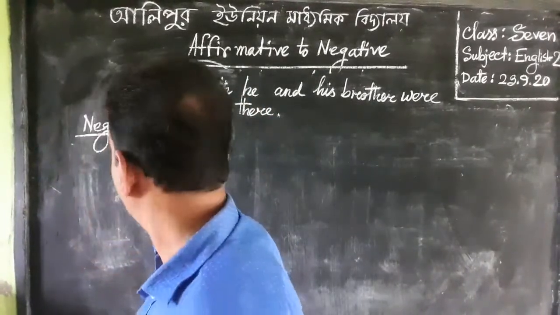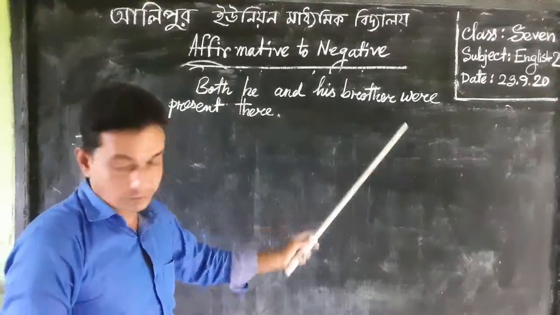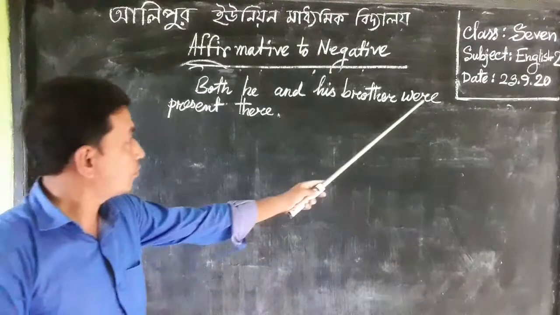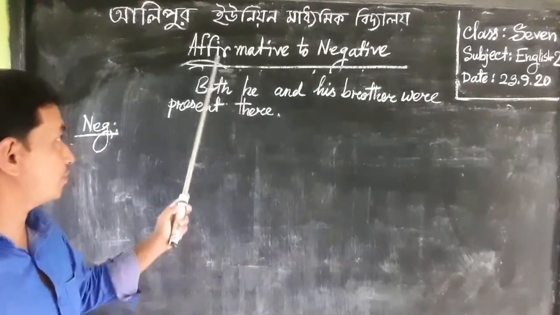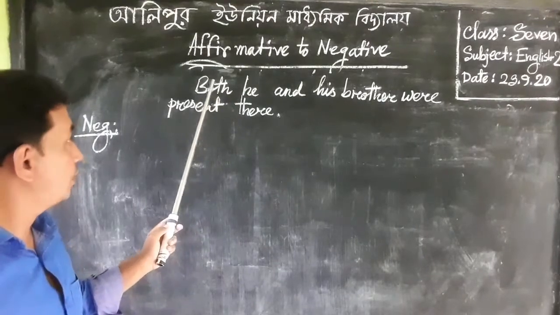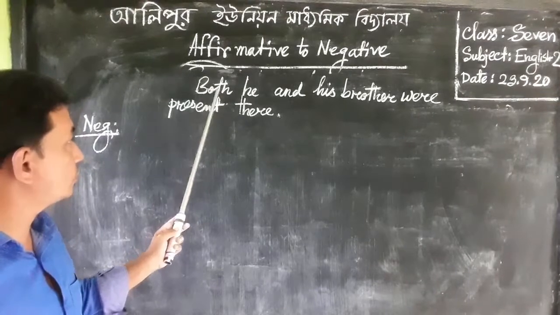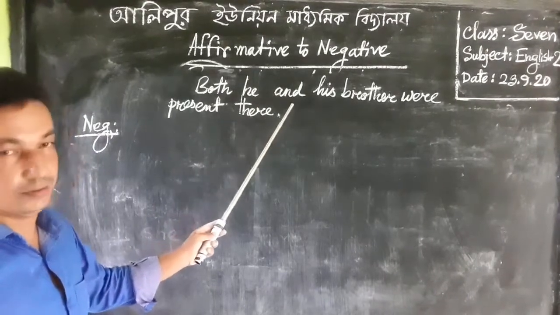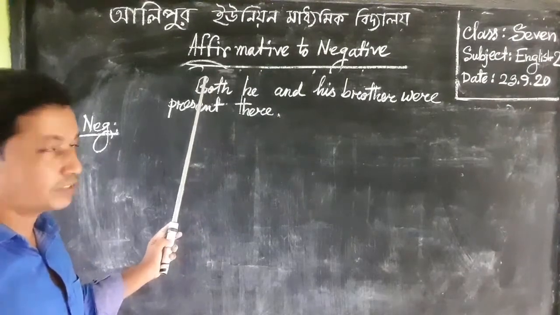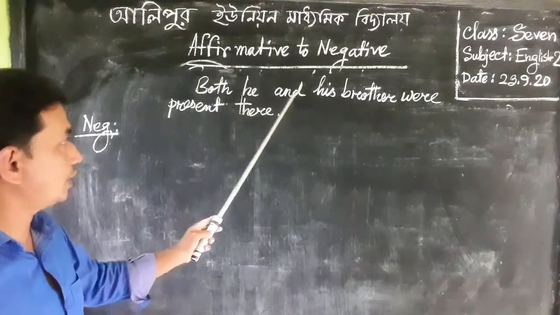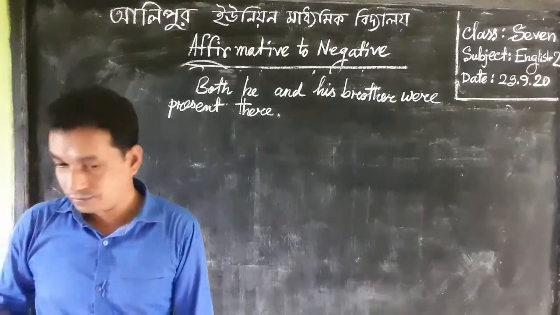Dear learners, look at the blackboard. Both he and his brother were present there. This is an example of affirmative sentence, and you have noticed that here we have used both and. Okay, dear learner, when we see both and, we should change both into not only.